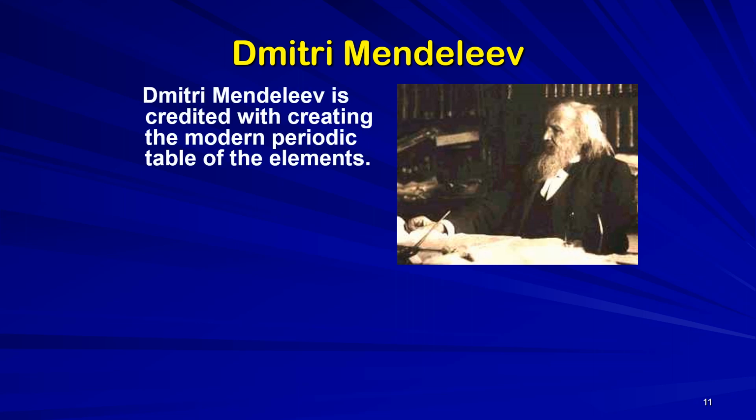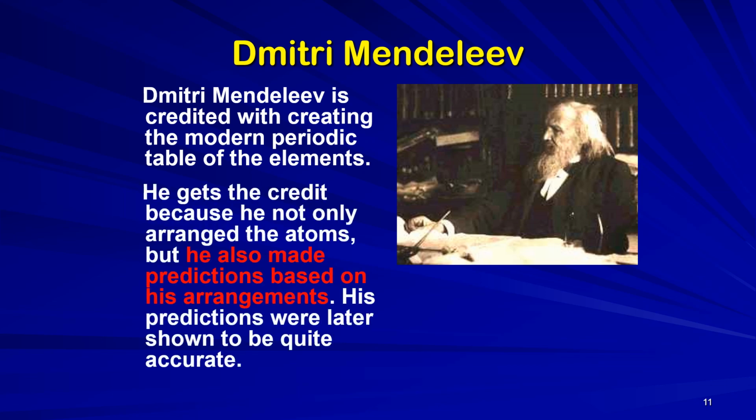Dmitry Mendeleev is credited with creating the modern periodic table of the elements, and he gets the credit because he not only arranged the atoms, but he also made predictions. Some of the elements which had not been discovered yet by that time were predicted to exist, and some of their properties were predicted. It was found that the predictions were quite accurate.